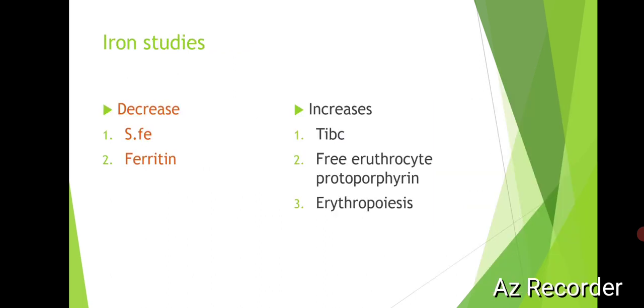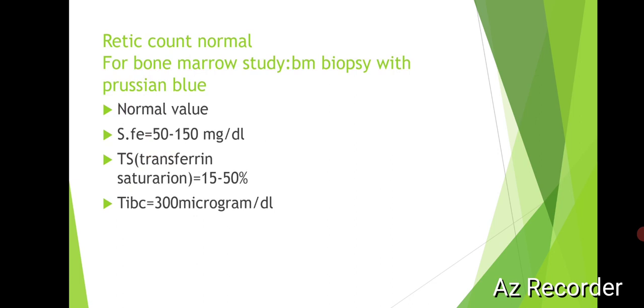In iron studies, there is a decrease of serum iron and serum ferritin, and an increase in total iron binding capacity, free erythrocyte protoporphyrin, and erythropoiesis. Counts are normal in iron deficiency anemia, and bone marrow study suggests that bone marrow biopsy with Prussian blue is diagnostic. The normal value of serum iron is 50 to 150 micrograms per deciliter. Transferrin saturation is 15 to 50%, and total iron binding capacity is around 300 micrograms per deciliter.